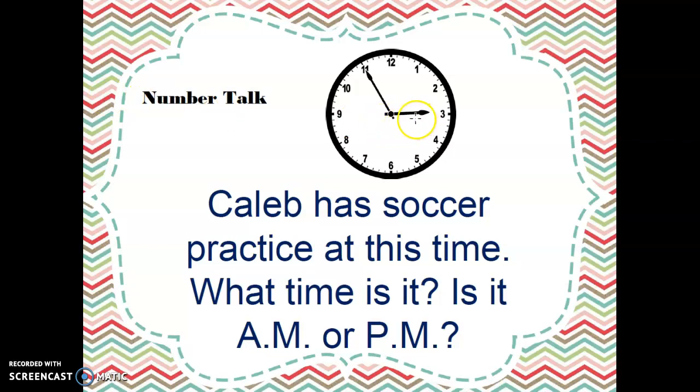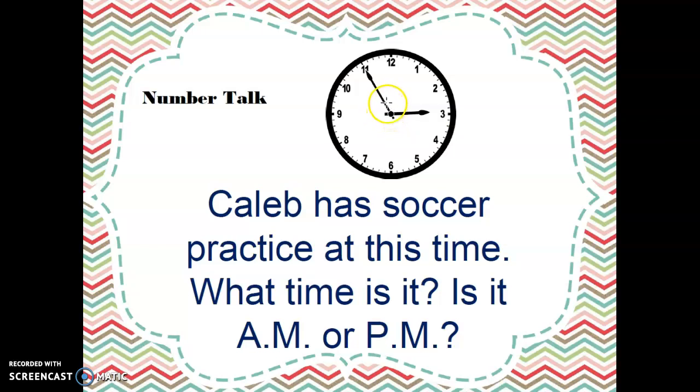If we look at our hour hand, we can see that the hour hand is just above the 3. It's not on the 3 yet. So we know whatever time it is going to be 2 something, all right? Because when the hour hand is not directly on the number yet, we always go by the lesser number. Now let's look at our minute hand.